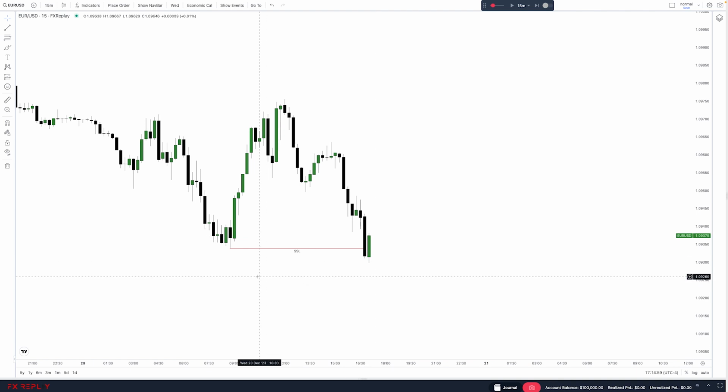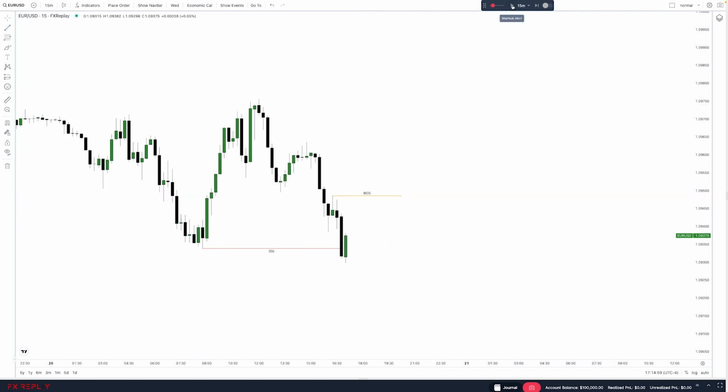Okay, so now we have swept the liquidity resting below this low, and we have also gotten a close back up above the sell side liquidity price point. And what we need to see now is a break of structure, which would be right here. Let's see what happens.